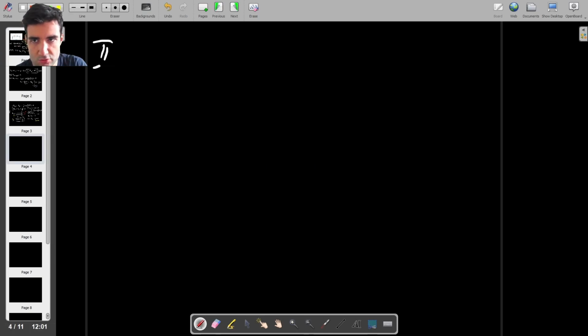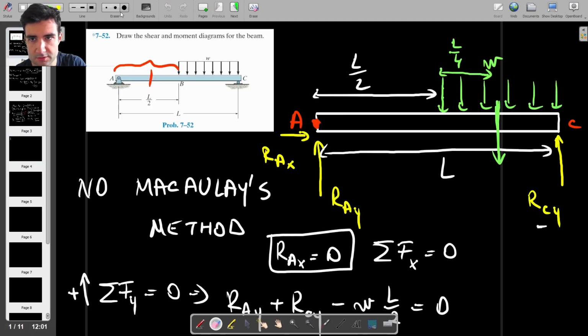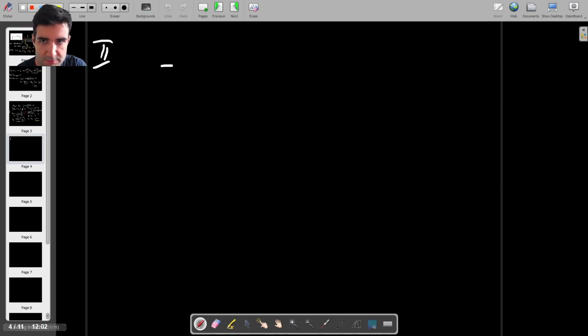So let's now look at, I'm going to remove this. Let's look at somewhere here, right? So I'm going to take another imaginary cut, but now that's going to be somewhere on the right-hand side. So I'm going to draw the beam like this.